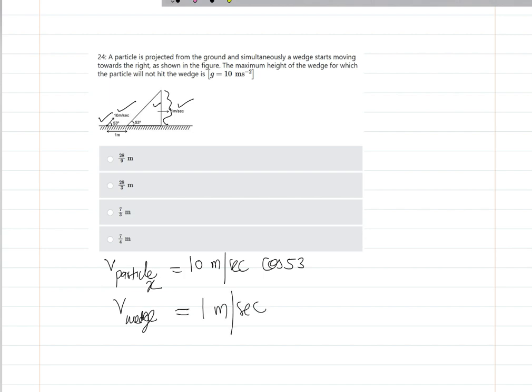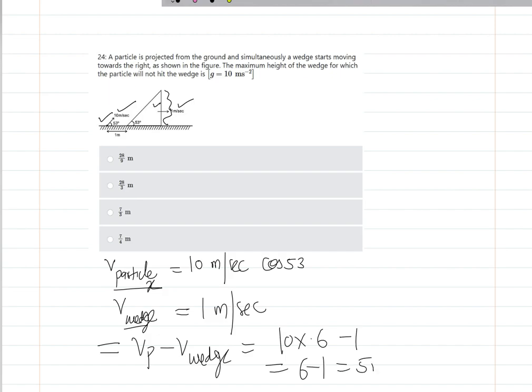So if you calculate the relative velocity of the particle with respect to the wedge, as seen by the wedge, it will be v particle minus v wedge, which is equal to 10 into 0.6 minus 1, right? So this will become 6 minus 1, which is equal to 5 meter per second, right? This is the relative velocity of the particle with respect to the wedge.